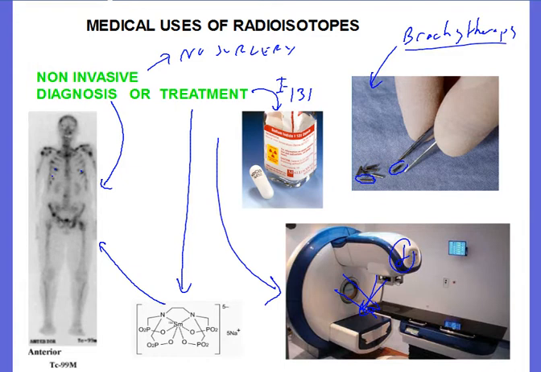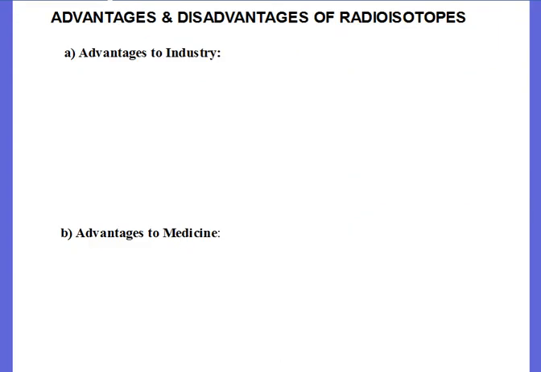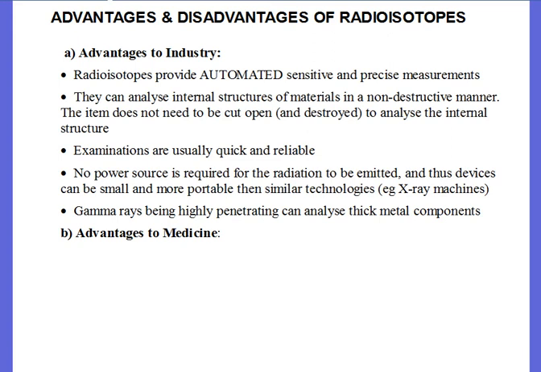Now let's move on. We've got advantages and disadvantages of the use of radioisotopes. Well, let's look at advantages to industry first. They provide automated, sensitive and precise measurements. They can analyse internal structures in a non-destructive manner. That means the item doesn't need to be cut open and destroyed to analyse the internal structure. It's quick and reliable. No power source is required for the radiation to be emitted, unlike X-rays, which require a power source. And gamma rays are highly penetrating, so they can be used for thick metal components.